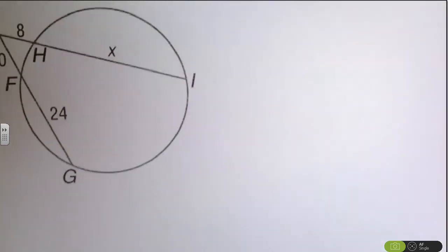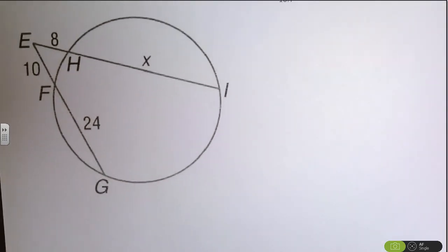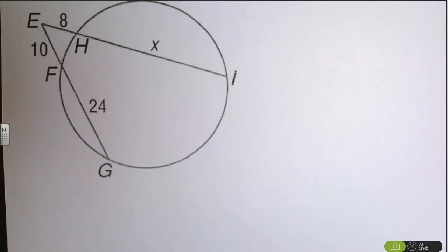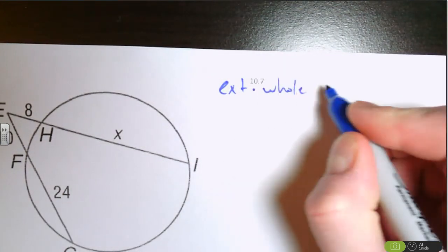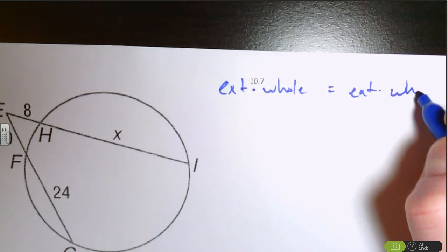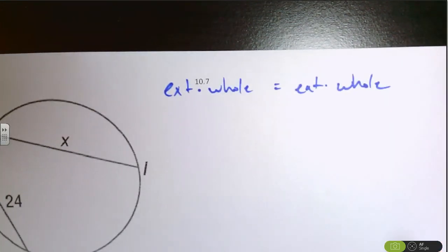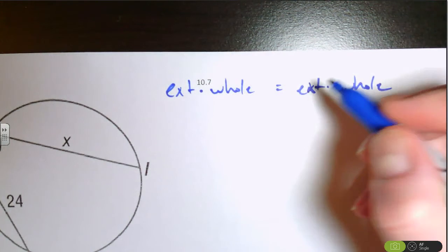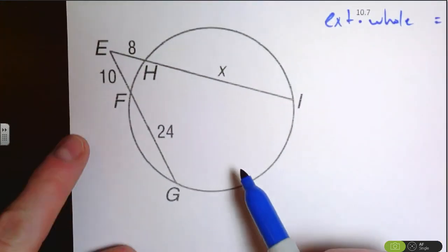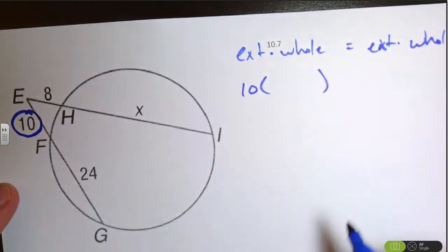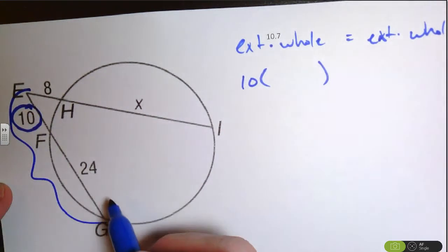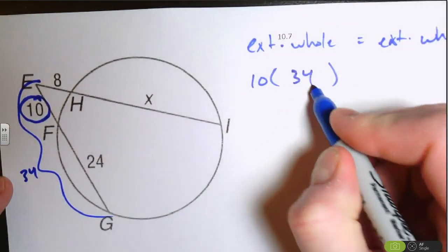So let's take a look at this. The first thing I'd say to myself is, this is intersecting outside, which means I'm going to have exterior times whole equals exterior times whole. That's the first thing I say to myself mentally. On this segment, what's the outside length? The outside length is 10. And the whole length is 10 plus 24, so 34.